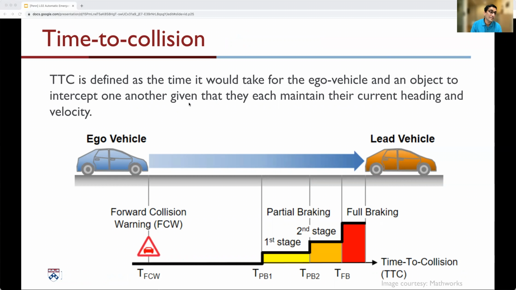TTC is defined as the time it would take for the ego vehicle, that means our vehicle, and an object to intercept or crash into one another, given that they each maintain their current heading and velocity. Based on the TTC threshold that we define, we can then decide what kind of brake reaction. Should we just have a notification? Should we have a light, moderate, or full braking force to get the vehicle to safely come to a stop?